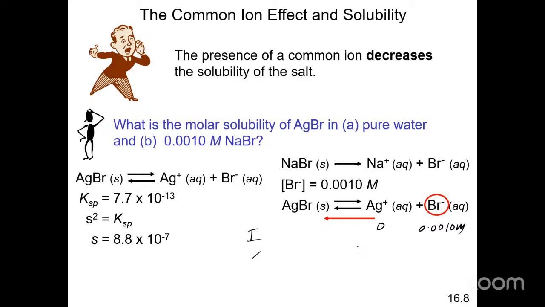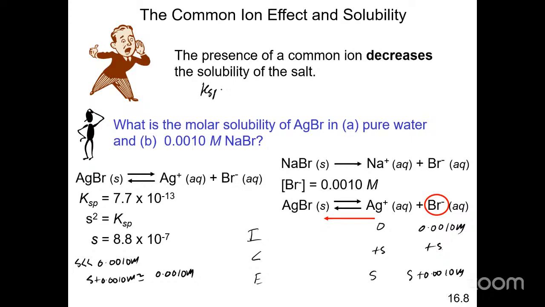The change here is going to be plus S, and then at equilibrium, you're going to have S. Here you're going to have S plus 0.0010 M. However, S is going to be very small compared to 0.0010 M. So that means that S plus 0.0010 M is going to be approximately equal to 0.0010 M, right?